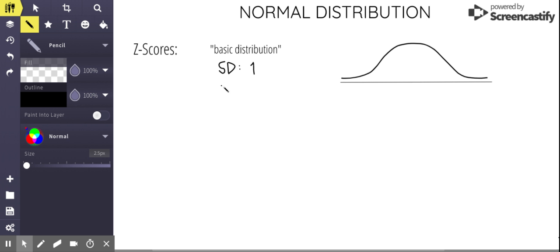And then our mean is going to have to equal 0. Okay, so that's basically all you have to remember. For z-scores, our standard deviation is 1, and that our mean is 0. And then we also have a specific formula, which we're going to explore just now.